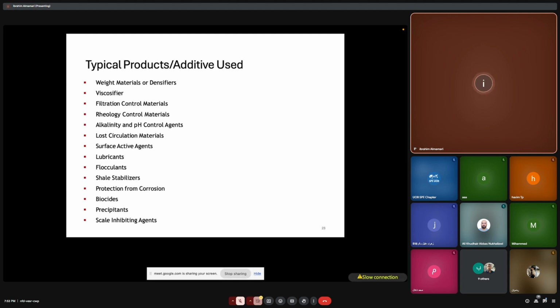I'm not going to talk about each one of them, because each one of them requires 30 minutes or an hour to talk about. But the main ones are the mud weight material and the viscosifiers. For example, biocides are chemicals that kill the bacteria in the mud. As I said, most of the additives are organic.